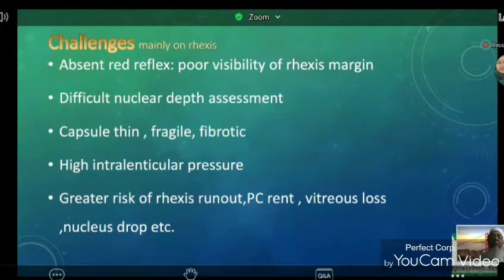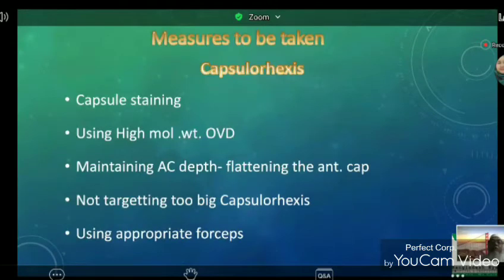There are many challenges, but some of the common challenges in white cataract are absent red reflex, poor visibility of the rexis margin, difficult nuclear depth assessment, capsule may be thin, fragile or fibrotic, and high intralenticular pressure. There is greater risk of rexis runout, vitreous loss, or lens nucleus dropout.